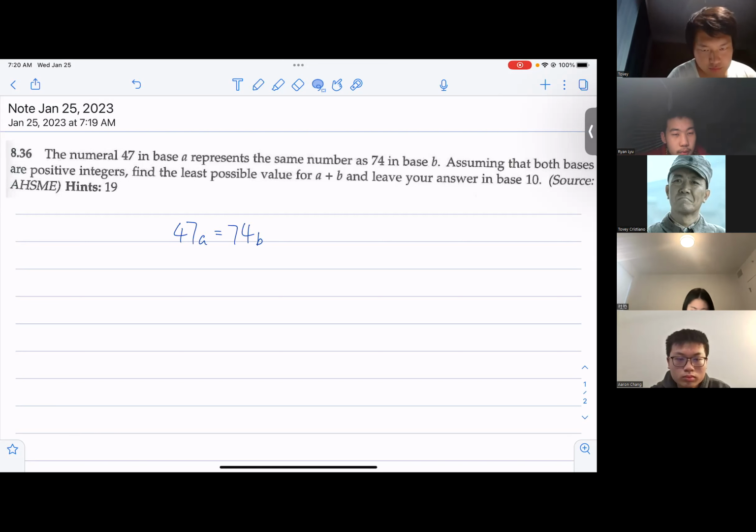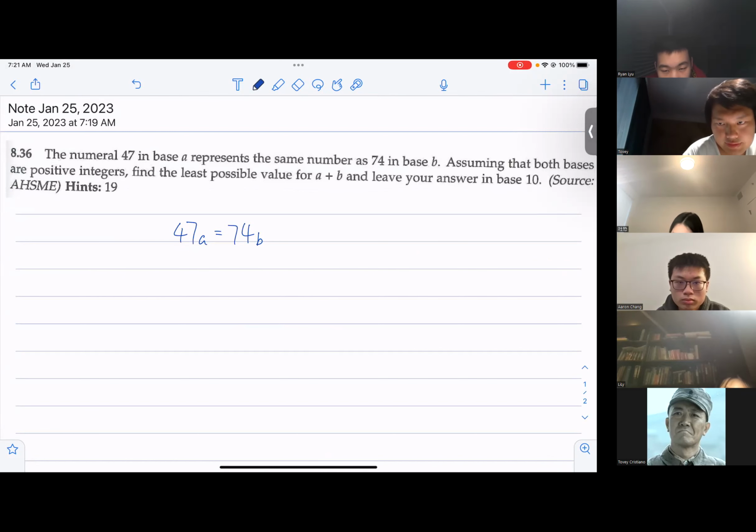Okay, and this is from AMC 10. So 4A plus 7 is equal to 7B plus 4. Yes, very nice. Okay, so does everyone else have a problem with this? It's 47 in base A and 74 in base B, right? In different number bases, we'll learn how to represent the value of the number using an expression, right?